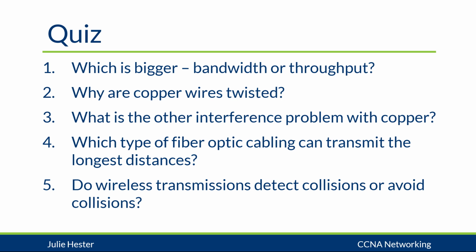And finally, with wireless networking, are we attempting to detect collisions or avoid collisions? Well, we didn't really talk about detecting collisions, but we described how collisions are avoided with CSMA/CA. Other types of networking, such as copper, detect collisions. However, with modern equipment, we don't really have an issue with collisions. Collisions are primarily an issue with wireless transmissions, which is why we have the technology in place to avoid them.